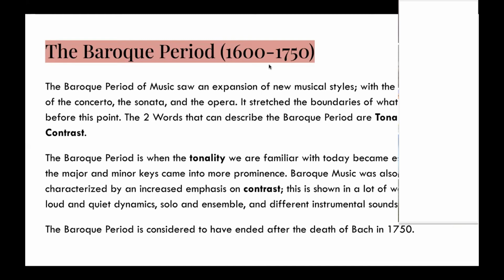So the Baroque period is when the tonality we are familiar with today becomes established. And by tonality, we mean major or minor keys. So before then, they didn't have those. Baroque music was also characterized by an increased emphasis on contrast. This was shown in a lot of ways, such as loud versus quiet dynamics, solo versus ensemble pieces, and different instrument sounds. And the Baroque period is considered to have ended after the death of Bach in 1750.